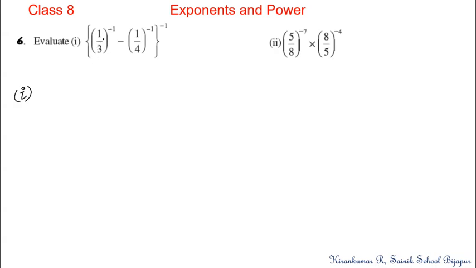In this, first let me simplify the inside things. 1 by 3 to the power minus 1 is nothing but 3, minus 1 by 4 to the power minus 1 is nothing but 4 to the power minus 1. This will be same as minus 1 raised to the power minus 1, which is 1 by minus 1. Therefore, the answer is minus 1.